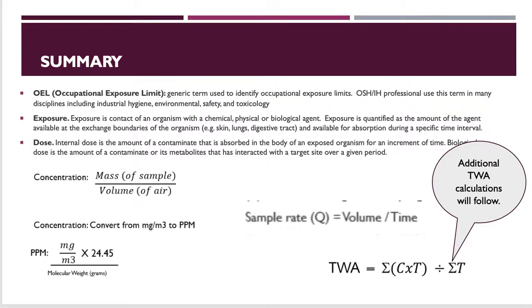And also remember the difference between exposure and dose. Dose is what is internal to the organism. It's the concentration that's absorbed by the body over a period of time, versus the exposure, which is what the worker is exposed to or in contact with. So this summarizes our industrial hygiene review.